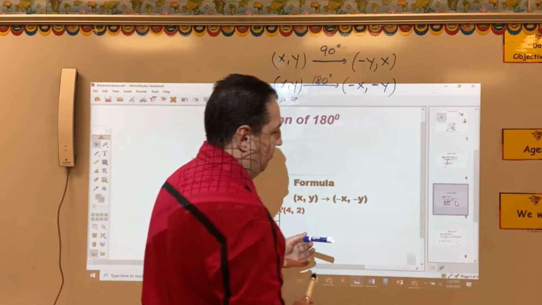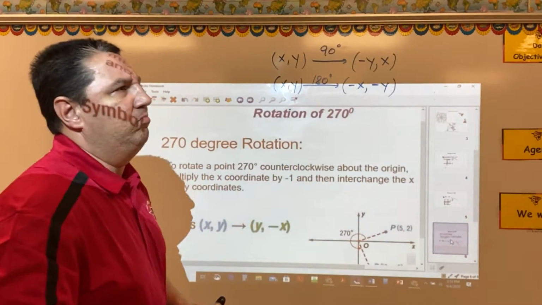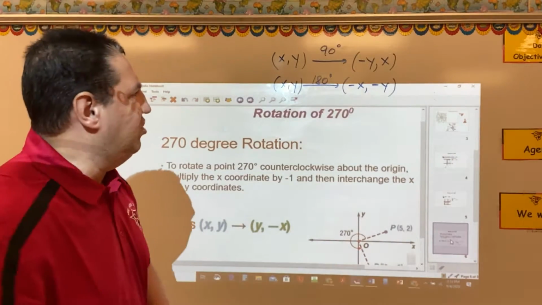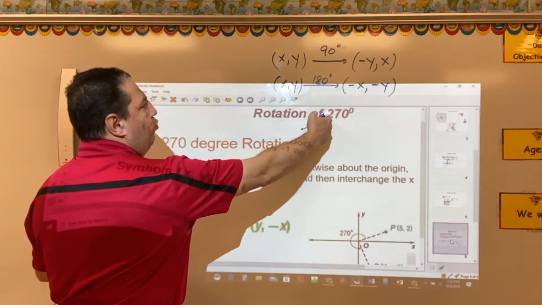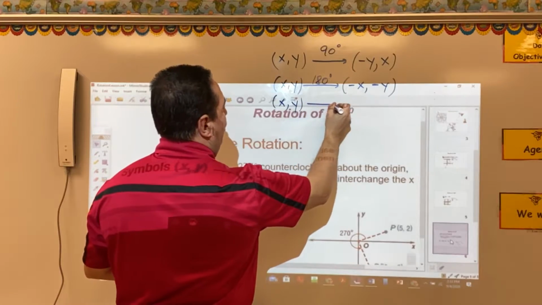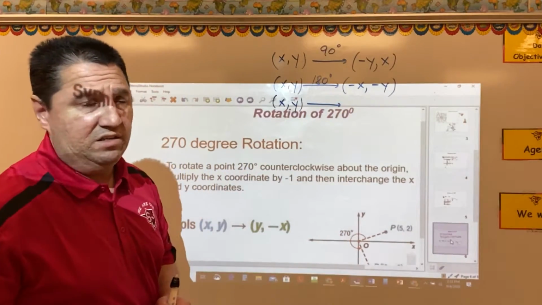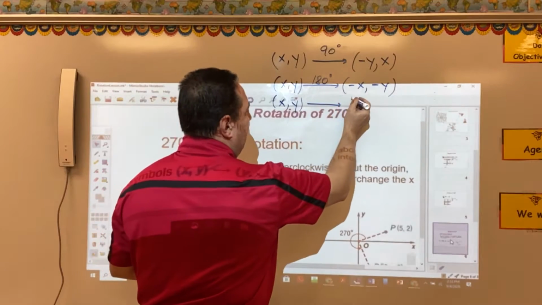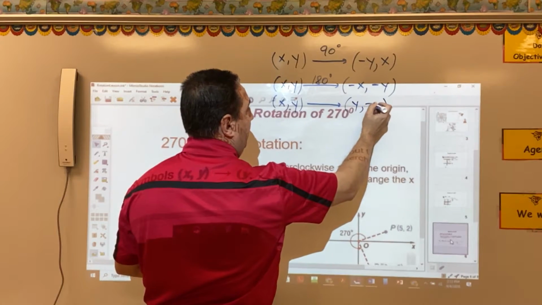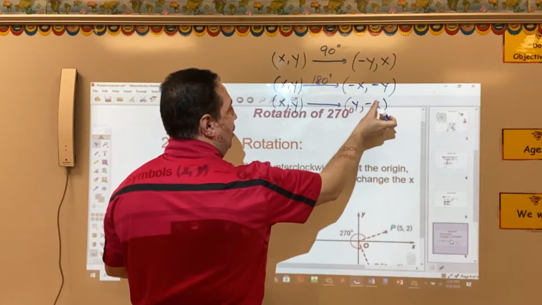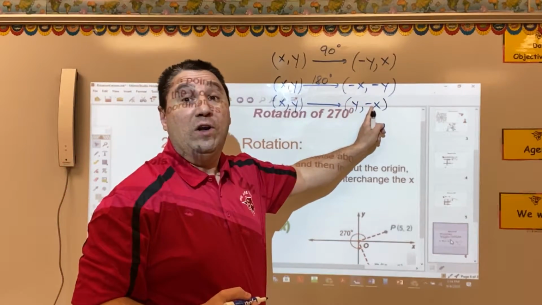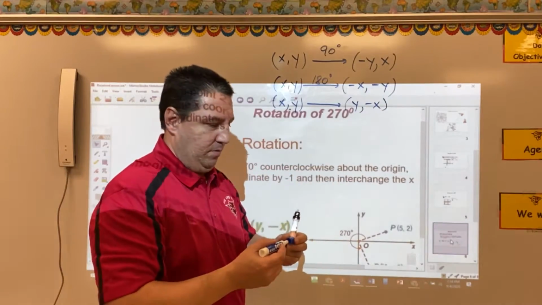And probably the last special angle of rotation is a rotation of 270 degrees. When you have a rotation of 270 degrees, the new coordinates would be (y, minus x). We switch the place of coordinates and change, this time, only the sign of the x coordinate.